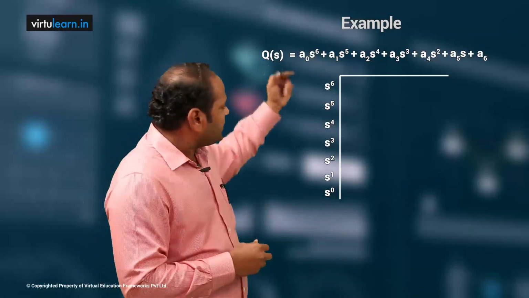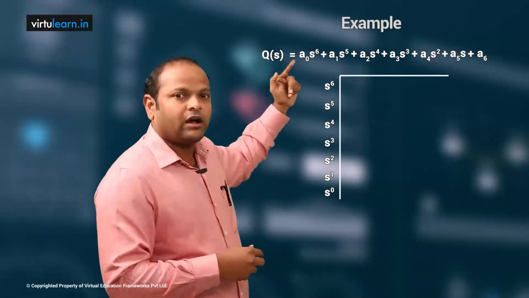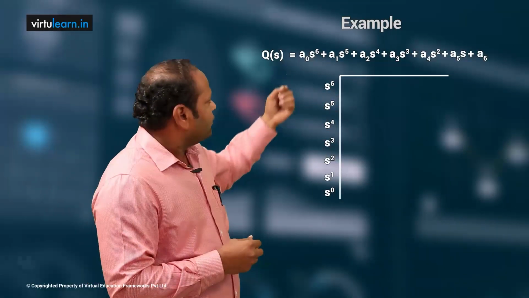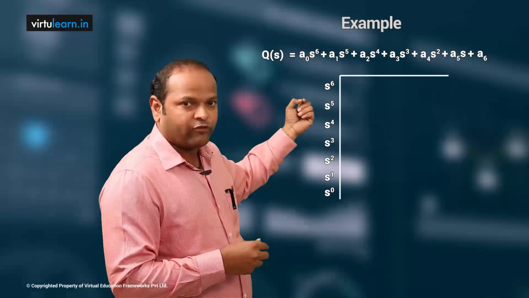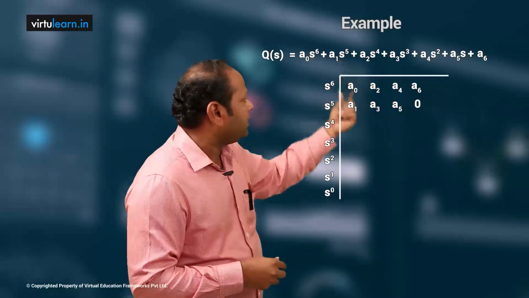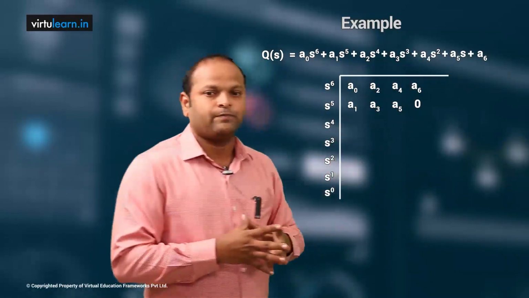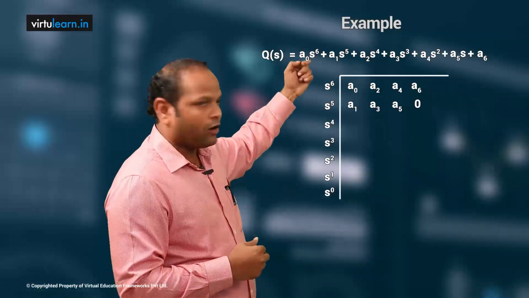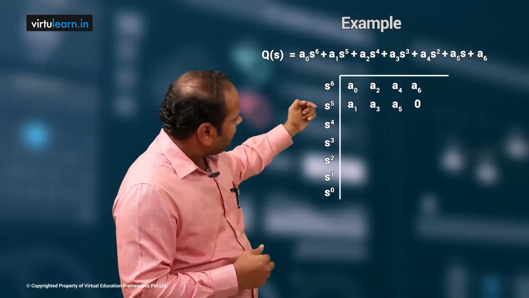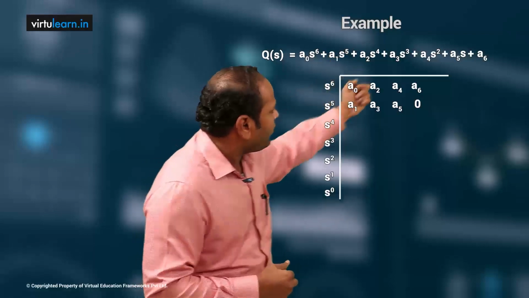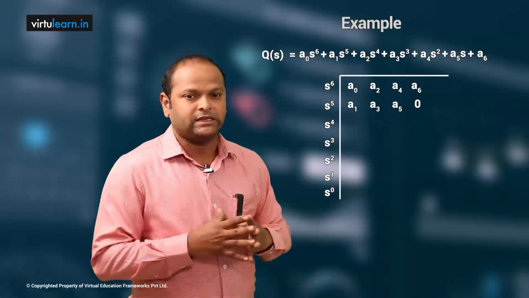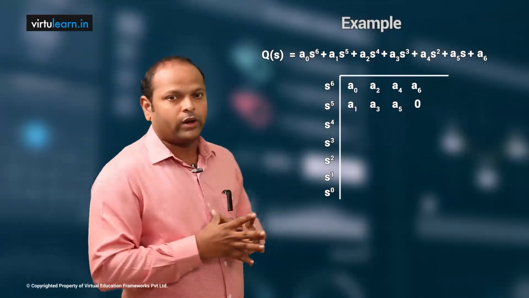Now look at it, out of 7 rows, 2 rows' elements we take directly from the characteristic equation. We can see here S power 6, S power 5, I am taking A0, A1, A2, A3, A4, A5, A6. So I am starting from the first element, highest degree A0. Then you fill the next element. Then you go like this and come down, go like this, come down. So it is continuous up to the last element A6. So 2 rows are over.